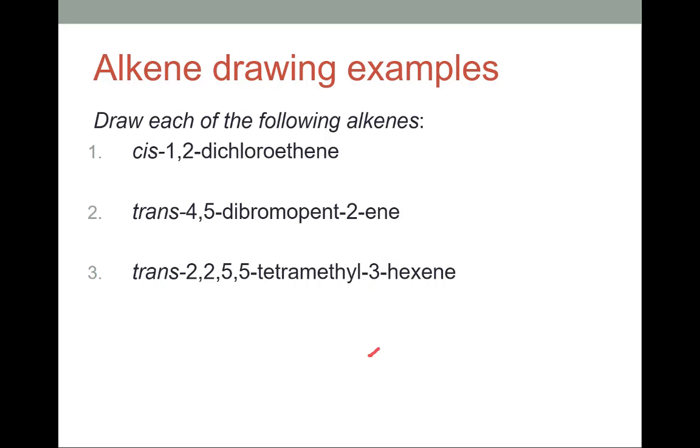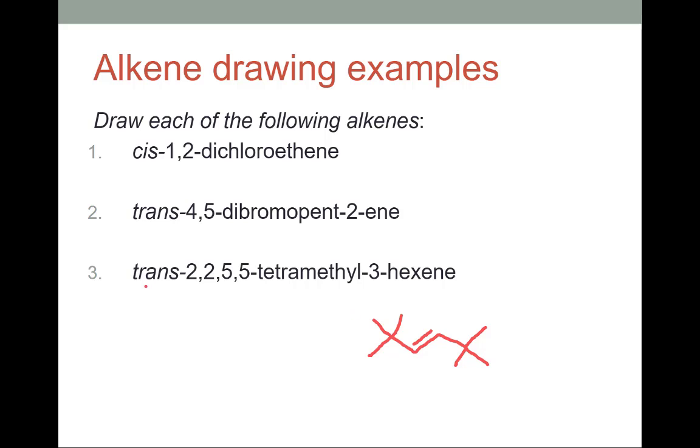So let's see, I don't know, 1, 2, 3, 4, 5, 6, like that. And then 1, 2, 3, double bond. Well, if I've drawn it like this, I do have a trans orientation. So that's what I wanted, right? And now I've got 2, 2, 5, 5 tetramethyl. So carbon 2, methyl, methyl. Carbon 5, methyl, methyl. And we're done.